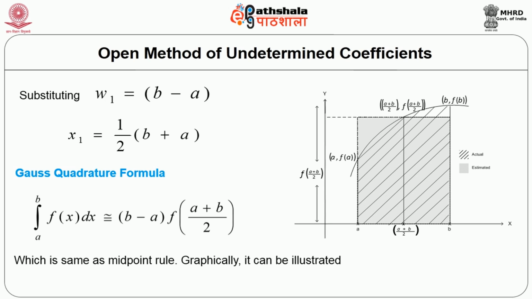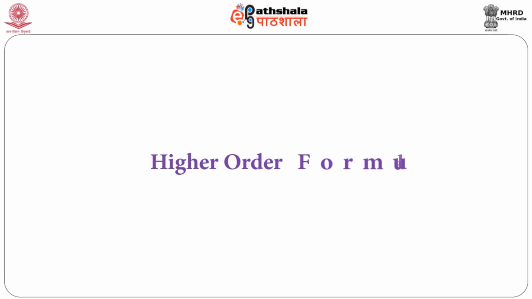It is like a rectangular rule, value of f at the midpoint (a plus b) by 2 multiplied by the width of the interval over which we are integrating, that is (b minus a) into f of (a plus b) by 2. Let us go to derive higher order formulas, that is when n is 2, 3 and so on. Now, when we apply this method, we substitute f(x) equal to 1 and so on, we will get 2n equations to be solved in 2n unknowns, namely the unknowns being x1, x2, ..., xn and w1, w2, ..., wn.